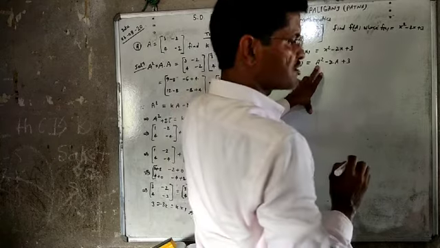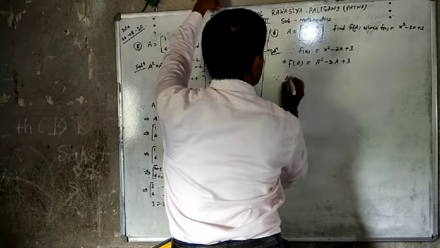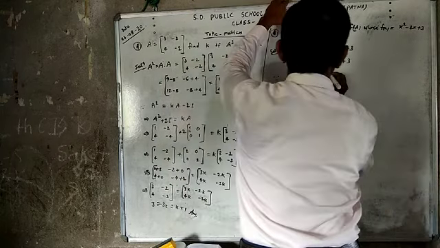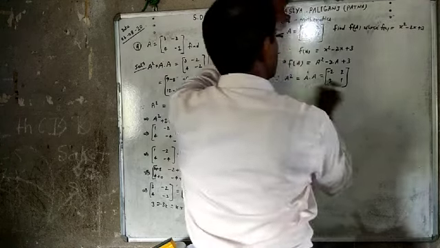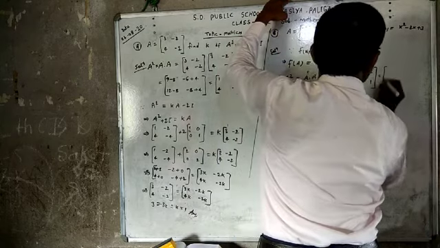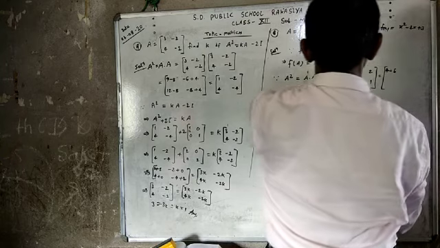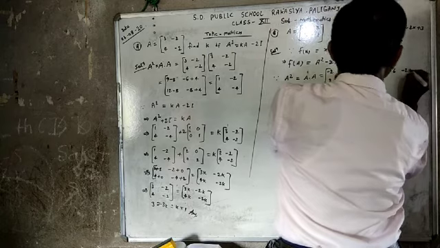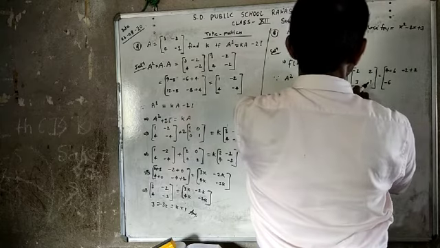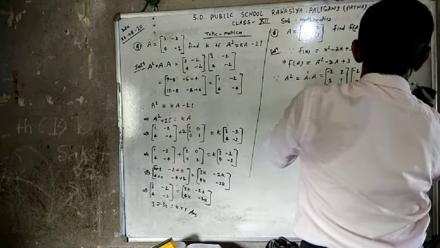So, first of all, we have to find A squared. As in previous examples, A squared is matrix A into matrix A, where A is minus 2, 2, 3, 1. Now multiply it by itself, minus 2, 2 and 3, 1. Minus 2 into minus 2 is 4, 2 into 3 is 6, minus 2 into 2, and 2 into 1, 2. 3 into minus 2 is minus 6, and 1 into 3 is 3. 3 into 2 is 6, and 1 into 1 is 1.